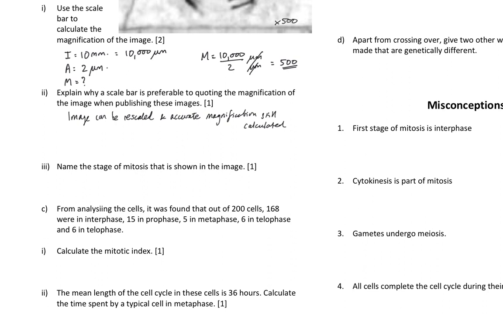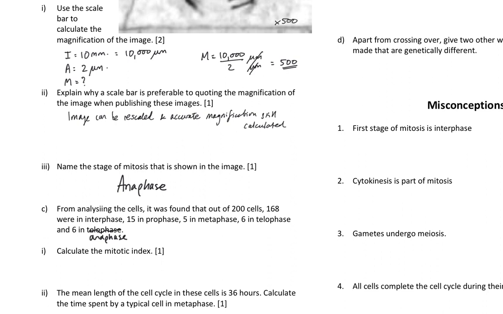The stage shown is anaphase. It's a really obvious one, probably the most obvious. Then we get onto a mitotic index. There's an error here. This should say anaphase. I shall change it on your sheet, but I've not got it here.